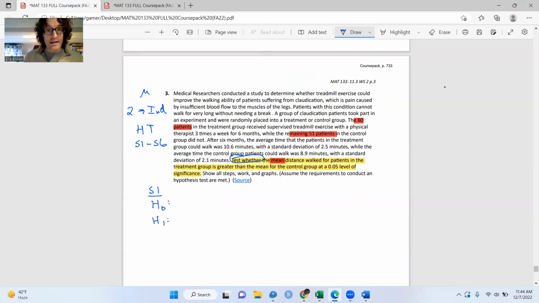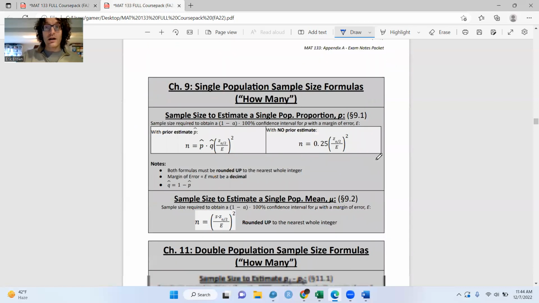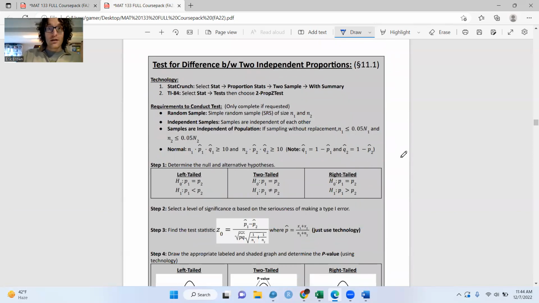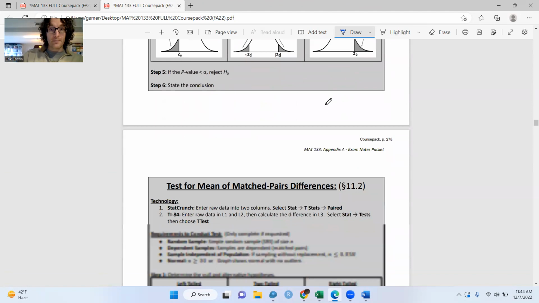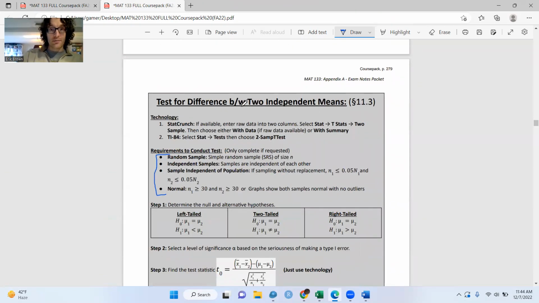Okay, we already know it's a mean. Let me go to the reference sheet for means of independent sampling. 2 sample independent means. So here's test for difference with 2 independent proportions, not that one. Matched pairs, not that one. Oh, here it is, test for difference between 2 independent means. It's page 279 on the provided reference sheet.